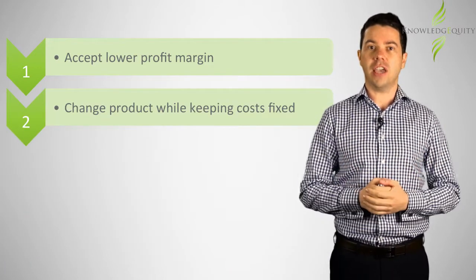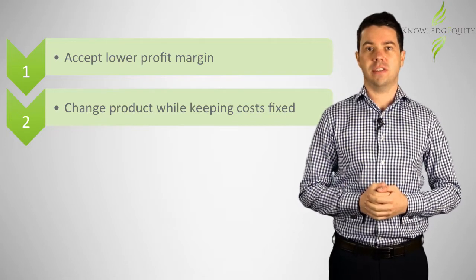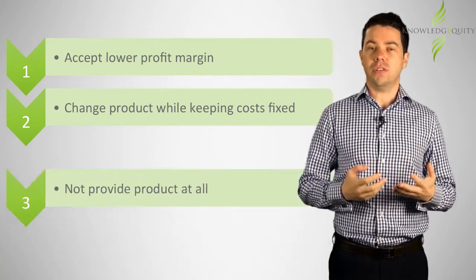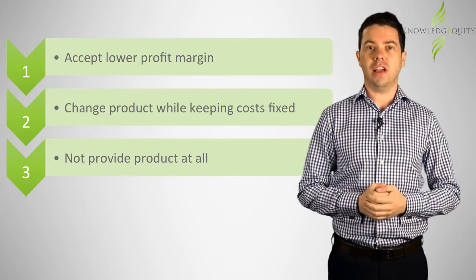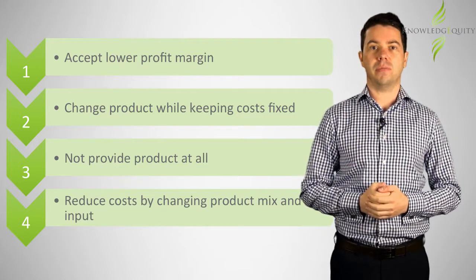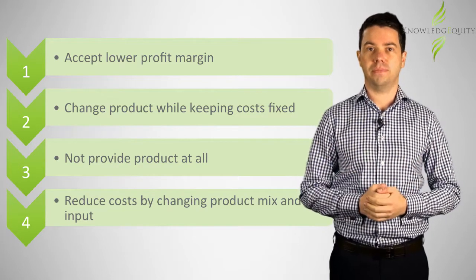2. It can try and change the product while keeping costs fixed. This is to try and justify a higher selling price. 3. It can decide not to provide in-flight salad at all. Or 4. Budget Airlines can try and reduce the costs by changing the product mix and inputs.